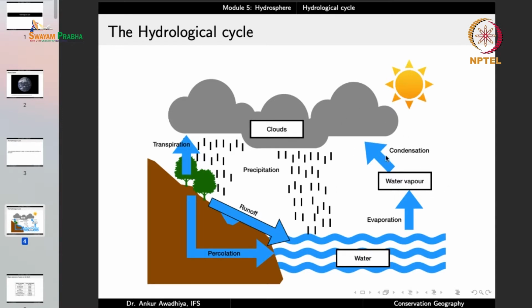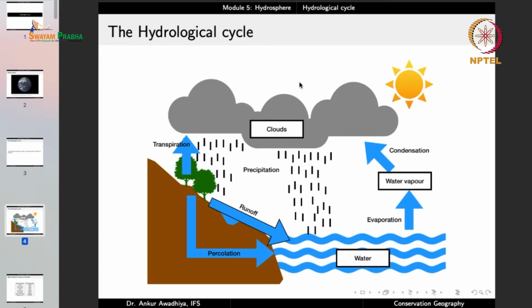Now in the atmosphere, it can move from one place to another with the winds. So it moves up using convectional currents, and then it also moves through advection. And when it cools down, it condenses. When it condenses, it forms structures such as the clouds. But there are also a number of other structures such as fog, mist, haze and so on.